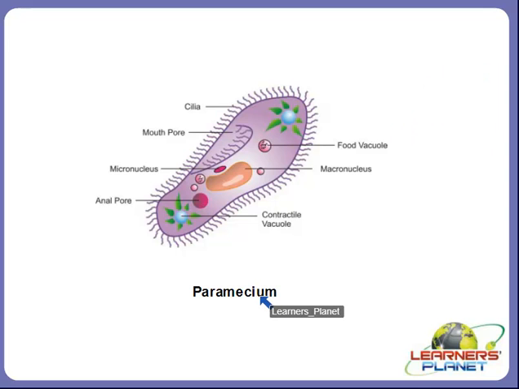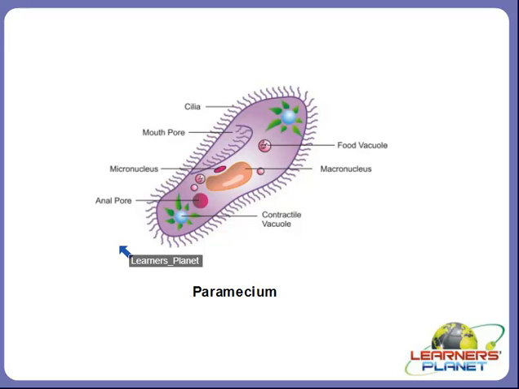So here this picture is of Paramecium, and we said this Paramecium has a slipper structure. Its shape is somewhat like our slippers. So now in this case, let us start studying each part individually and try to understand the features of the group Protozoa.